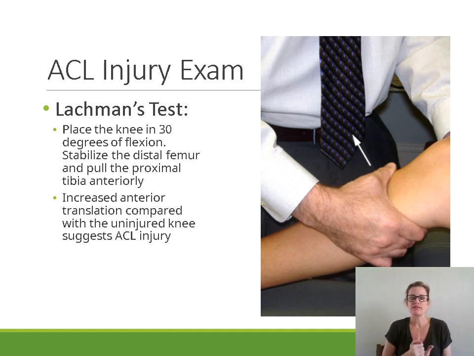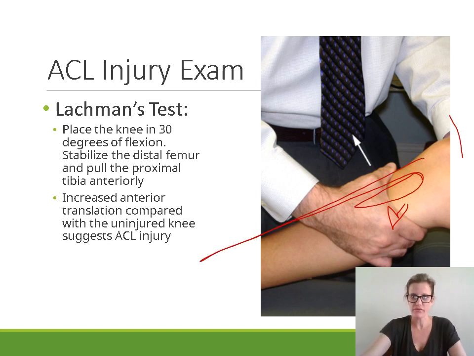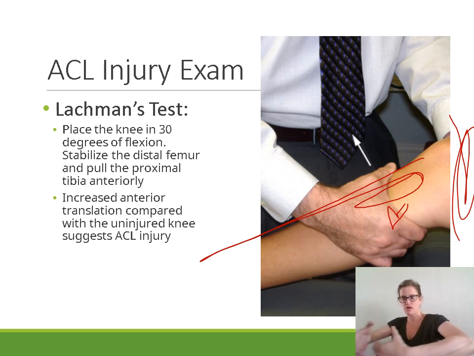And you stabilize the distal femur, right? So the femur is held in place, the thigh is held in place, and you pull the proximal tibia anteriorly. So you can see him here, he's grabbing the tibia, right? Here's the tibia. Up here, you can't really see his hand, but he's holding the femur in place, holding the thigh in place, grabbing onto the tibia and pulling it forward, pulling it anteriorly. The ACL should not allow that, right? The ACL should hold the tibia so that you can't pull it forward too much.